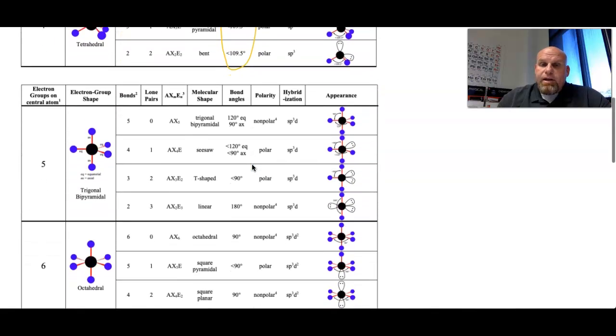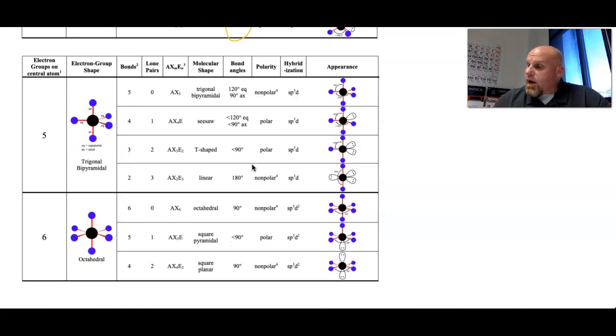Last thing I'll just point out here is there's a column here for hybridization, and this is not a concept that we have covered yet, but we will be covering soon enough. So don't worry about that just yet. We'll come back to that in future sections.